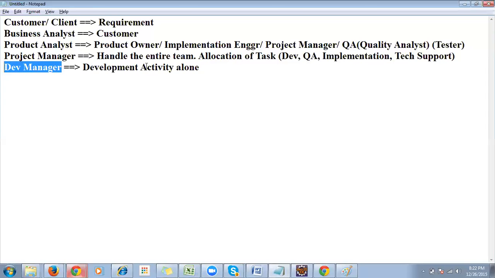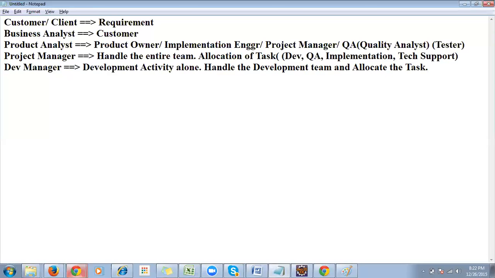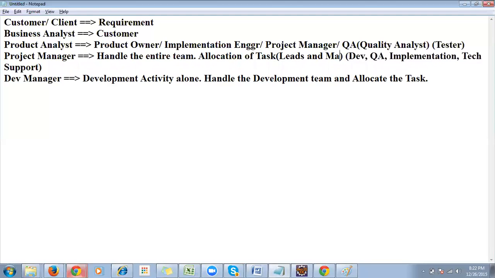So he handles the development team and allocates the tasks. This guy's allocation of tasks will be done to the leads and managers alone.